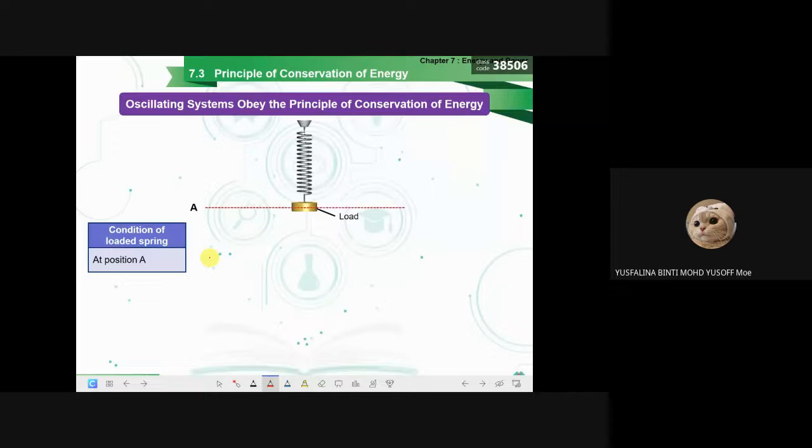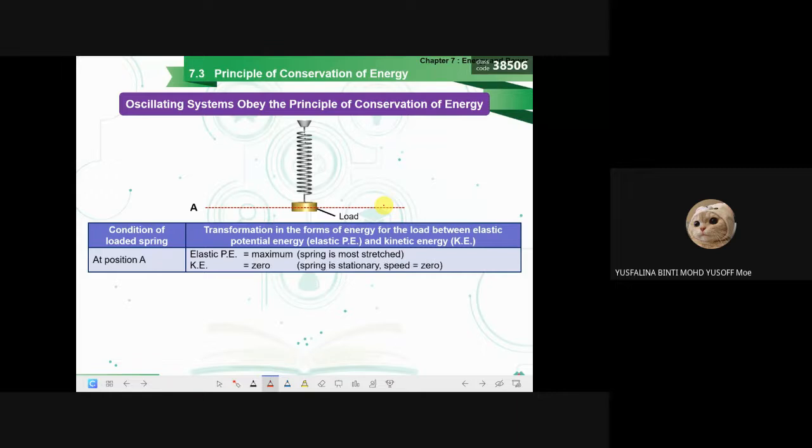Now let's see the spring. For the spring, at position A, let's say you already put a load here. When you put the load, at position A, it has elastic potential energy. Remember when I said that the moment I stretch the spring, it has elastic potential energy. Then if I let go of the spring, of course the spring will move, so it will change to kinetic energy before it becomes stationary. So that's the example.